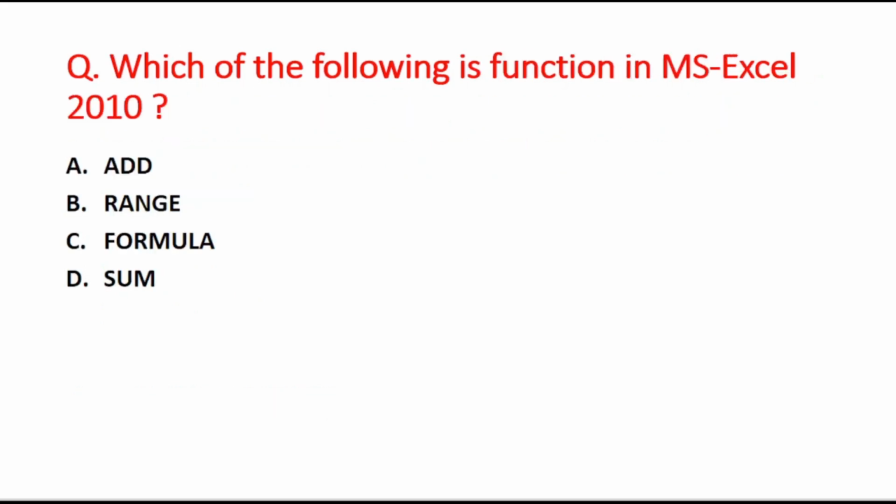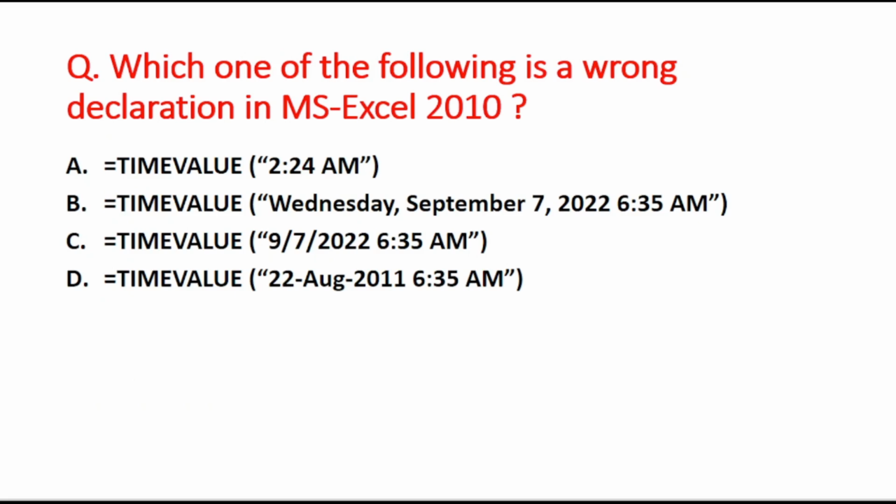Next is, which of the following is the function in MS Excel 2010? A option is add, B option is range, C is formula, and D is sum. So the right answer is the option D, that is sum function. Next is, which one of the following is a wrong declaration in MS Excel 2010?